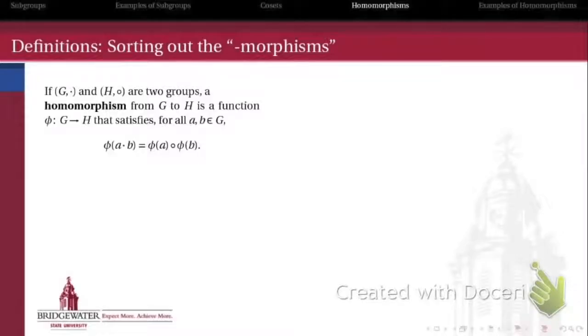Well, if I have two groups, G and H, they might have potentially different looking operations. So let's call G the group with the operation dot and H has the operation circle. If those are two groups, then a homomorphism from G to H is a function that takes elements of G and turns them into elements of H.